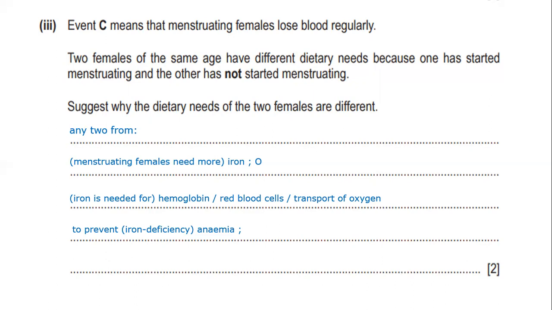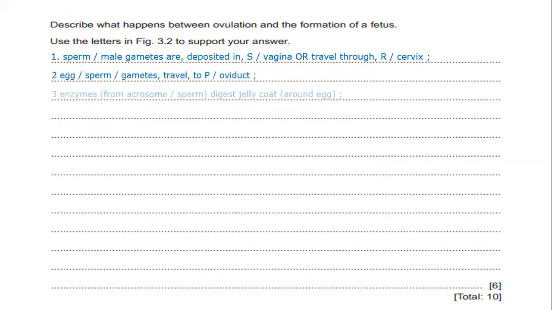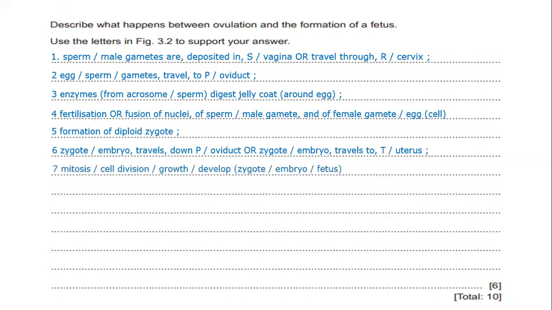Why is iron needed? Because if you encounter a lack of iron, or iron deficiency, it might cause you anemia. And during pregnancy, menstruation does not occur. So the figure shows some of the organs of the pregnant woman viewed from the side. It asks you to describe what happened between ovulation and the formation of the fetus. Use figure 3.2 to support the answer. So basically, these are the answers given.